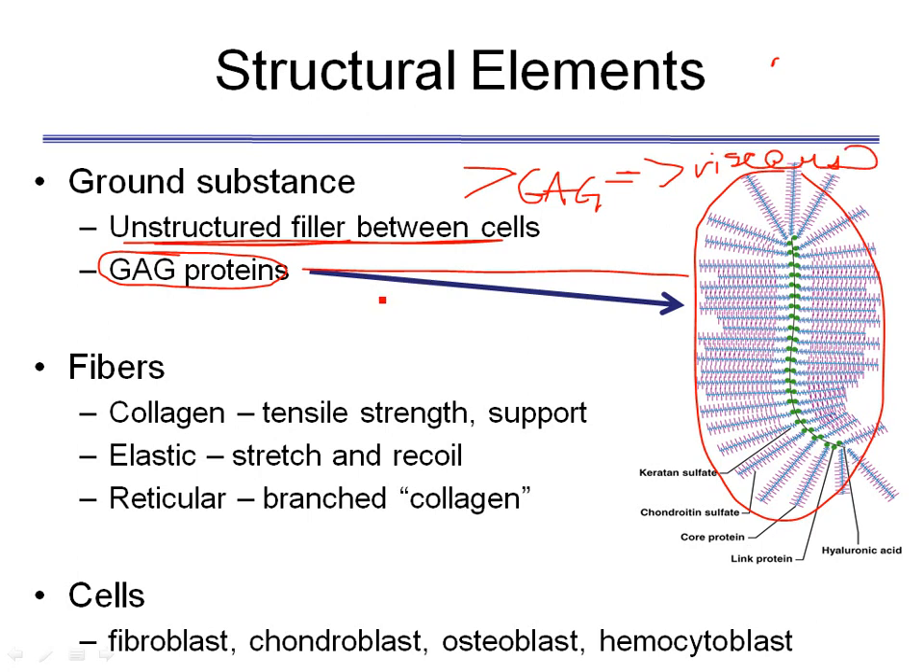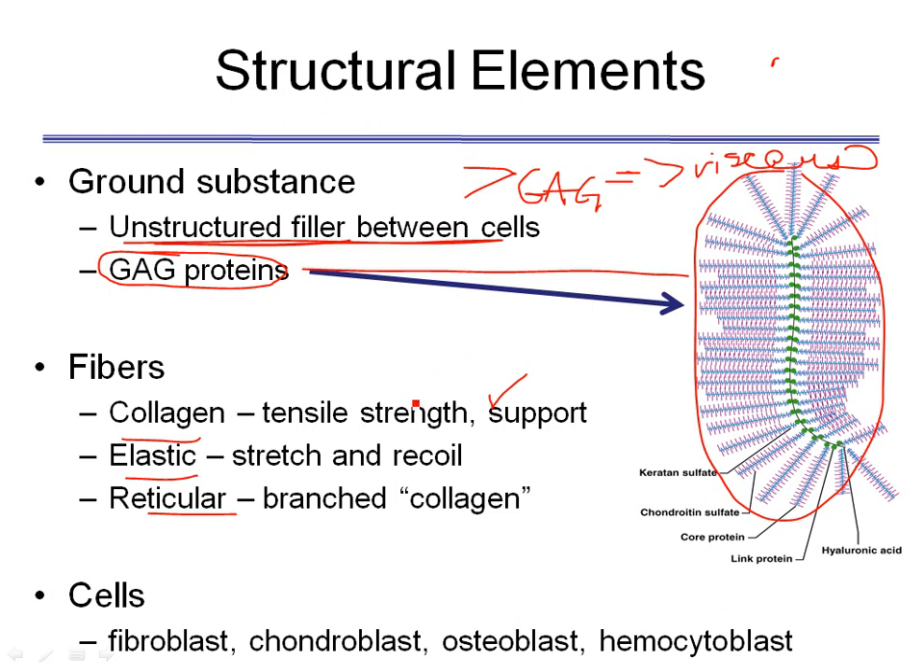Now, I mentioned that there's fibers in this matrix, and the fibers fall into one of 3 specific ones: collagen, elastic, or reticular. Collagen, you've heard of collagen injections? Collagen is a supportive protein. It's massive, it's huge. And it has high tensile strength, which means you can't tear it. Elastic fibers are just that. They stretch, and when you let go of them, they recoil. So they give flexibility. If you combine the characteristics of both of those, you would get reticular. It looks like branched collagen. So it has tensile strength and it's a little bit stretchy.